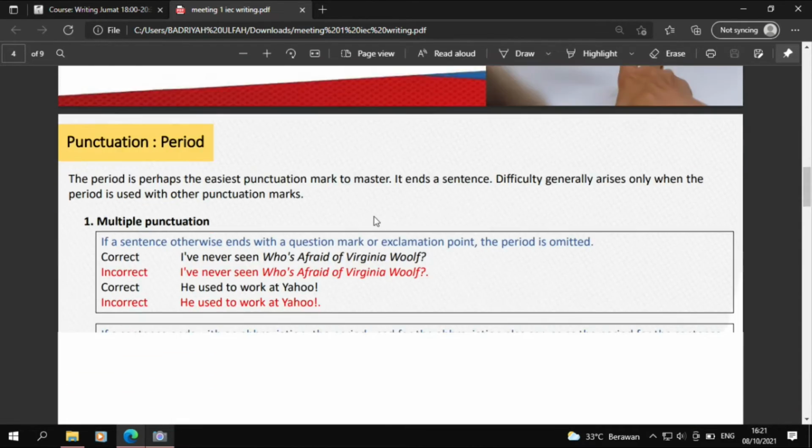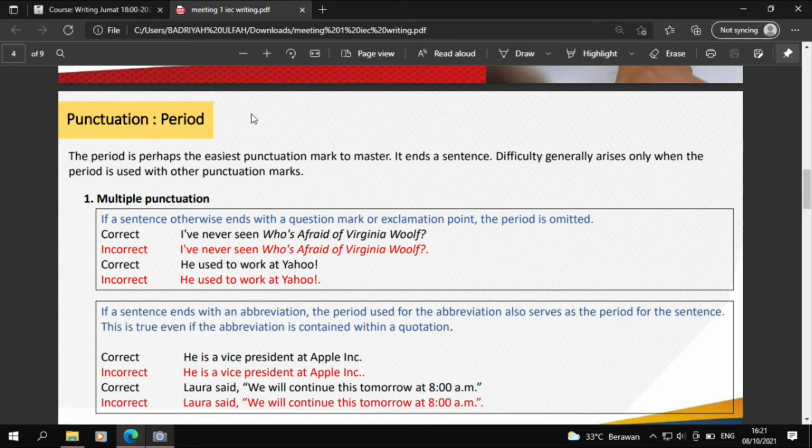Now let's go. So the first one, punctuation or period. The period or full stop, mostly you say full stop. Jadi si period, titik ini, katanya perhaps the easiest punctuation mark to master. It ends a sentence. Difficulty generally arises only when the period is used with other punctuation marks. Memang sederhana. Jadi kalau kalimatnya selesai, kadang-kadang kita juga lupa akhir kalimat harus ada titik.